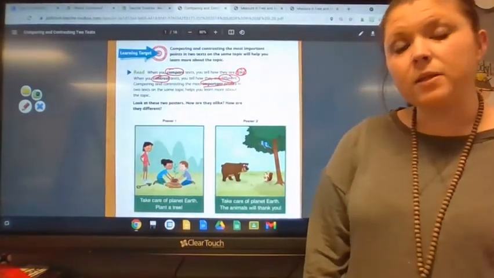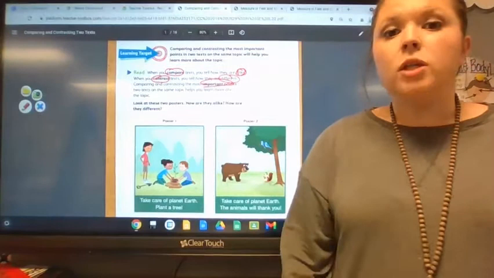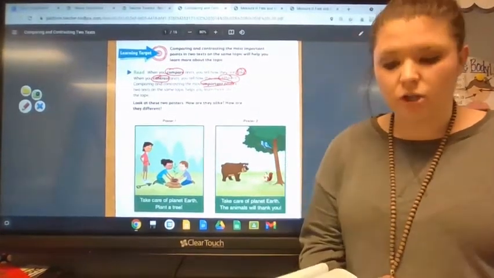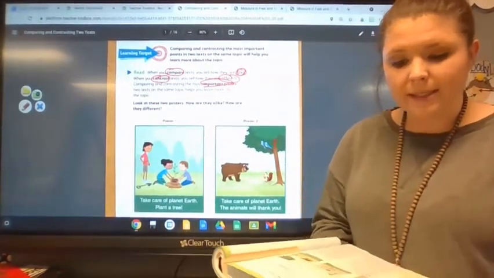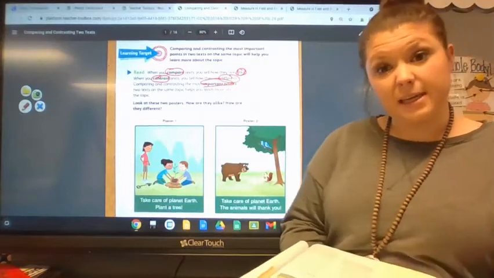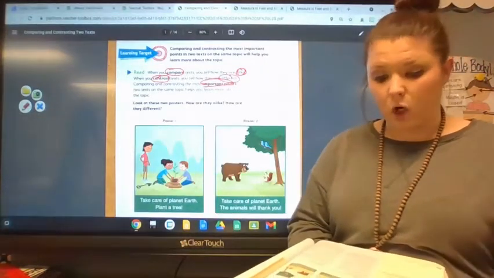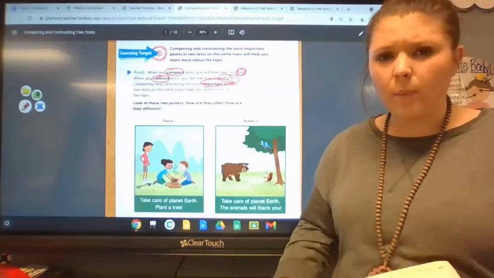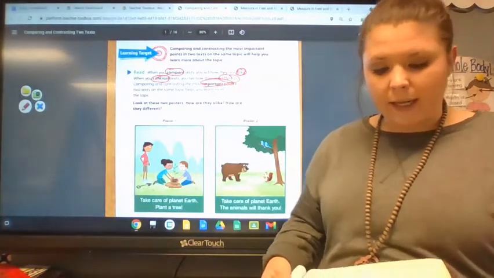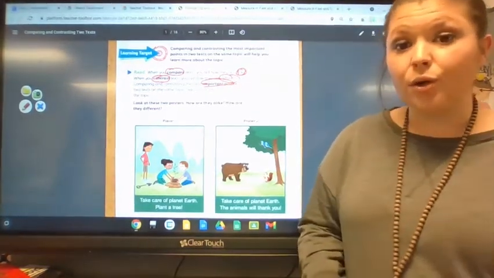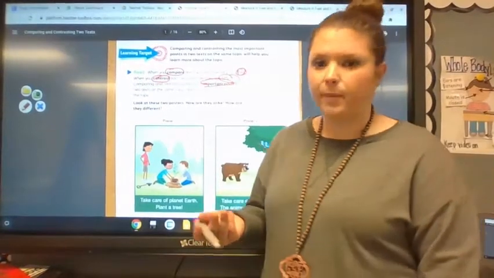All right, so now let's go ahead and let's think. When we are comparing and contrasting text, we can tell how the main ideas and details are alike and how they are different. This will help us better understand what it is that the author wants us to learn or why the author included some information.